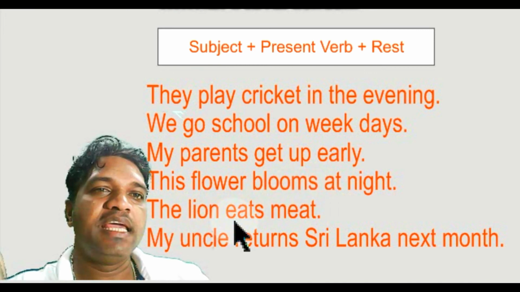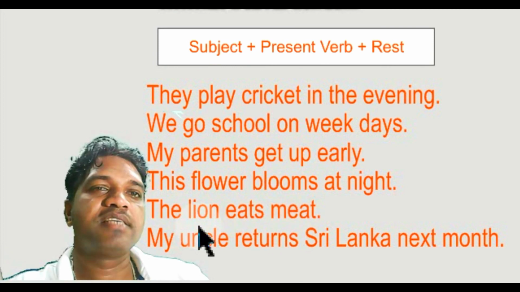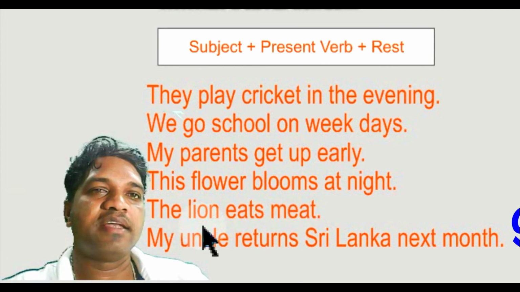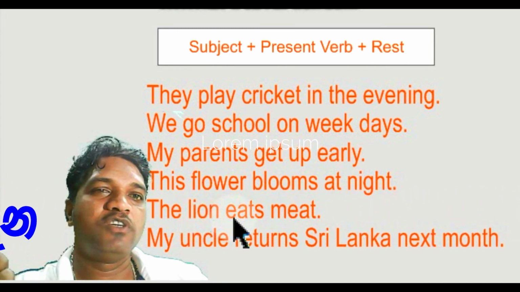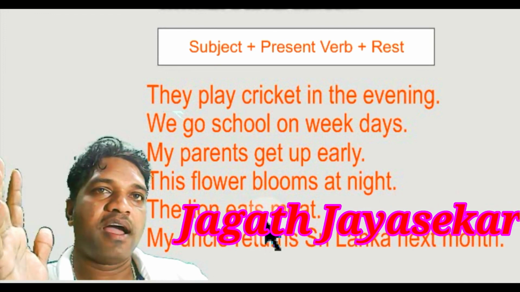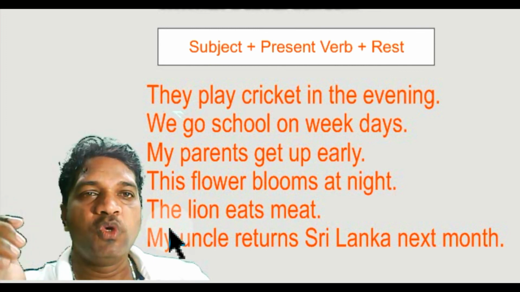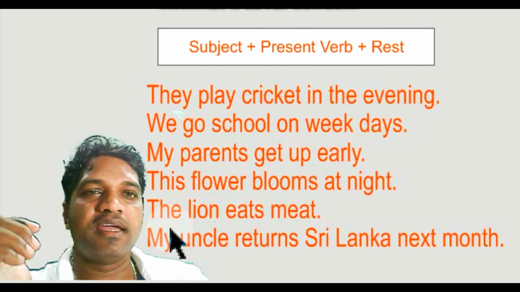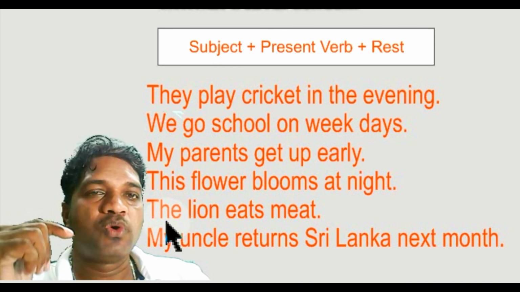The lion eats meat. This is the lion. Lion is also a singular noun. With the singular noun, we want to use the singular verb. The lion eats meat. That is his habit, or that's his nature. That is its nature. So to tell about this animal's nature also, we use the simple present tense. I think now you can understand how to make simple present sentences. You listen to this video again and again and put the idea which is in this video into your mind.